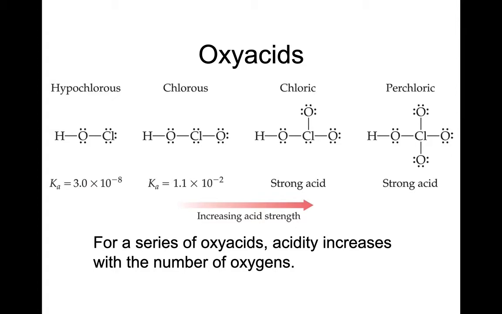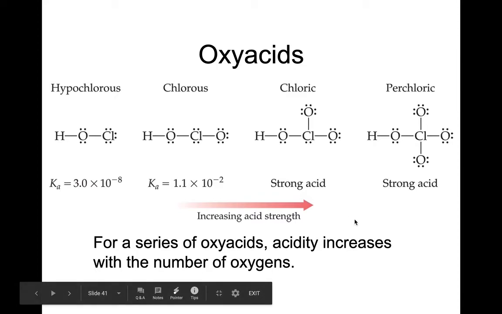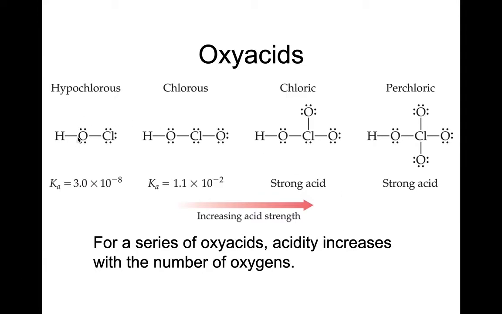If you have a series of oxyacids, see these all have OH bonded to chlorine. Acidity increases with the total number of oxygen atoms. So we've got 1, 2, 3, 4 oxygens. We get more strongly acidic as we add oxygen.